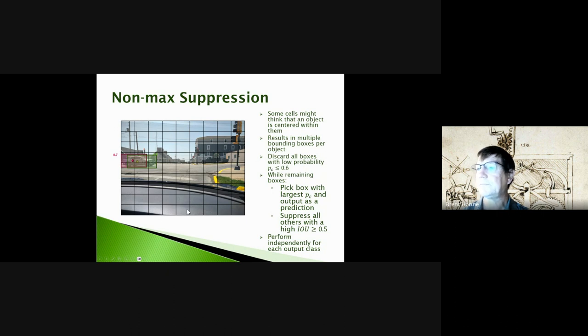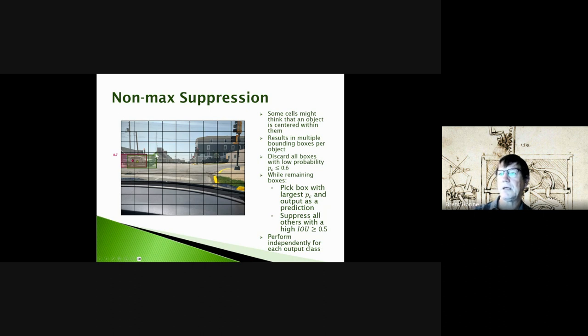For each cell, any boxes, any cells with low probabilities, PC, that first element in that output vector, if they're, let's say, less than 0.6, that's low enough that we don't think it is concluding that there's anything there. So we're going to get rid of a bunch of boxes right away in that case. Then, while we have boxes remaining, we're going to go through and pick a box with the largest PC, and output that as a prediction, right?